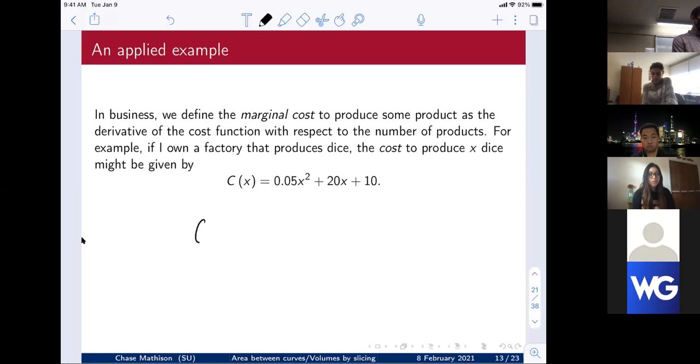Well, the marginal cost is just the derivative of the cost function with respect to the number of products, okay? I'm calling x the number of dice I'm producing. So the marginal cost is the derivative of this. So what do I get for the marginal cost? Well, I need the derivative of 0.05 times x squared. What is that?